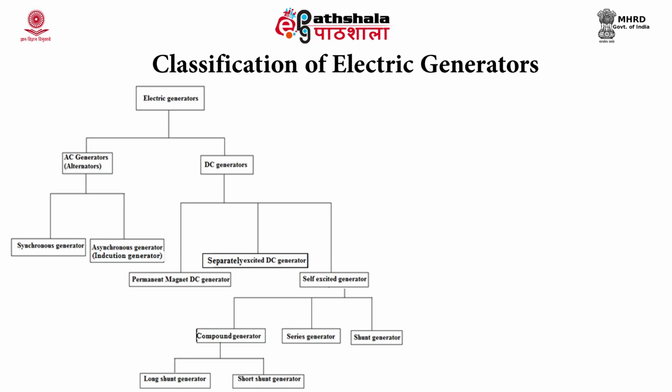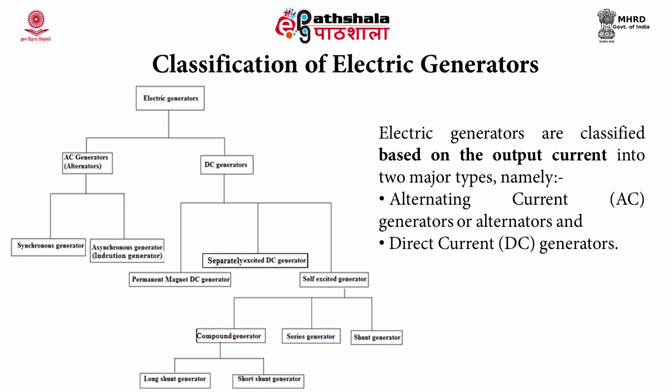Let's see the classification of electric generators. This classification is based on the type of output current. It is divided into two groups: alternating current generators or alternators, and direct current generators.